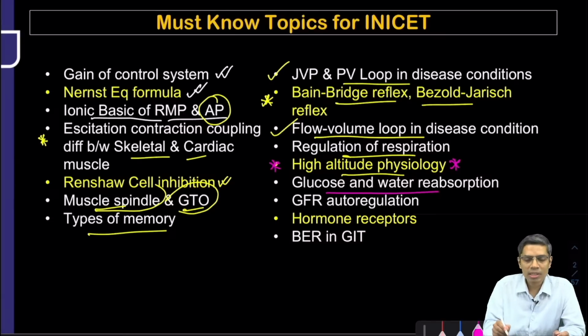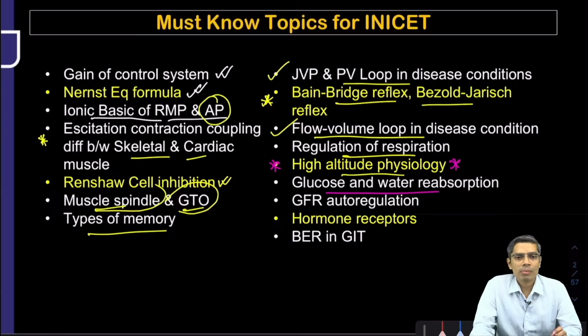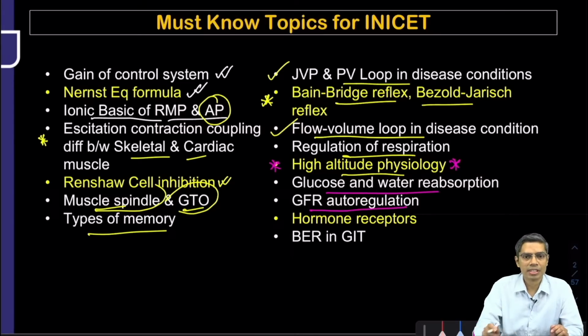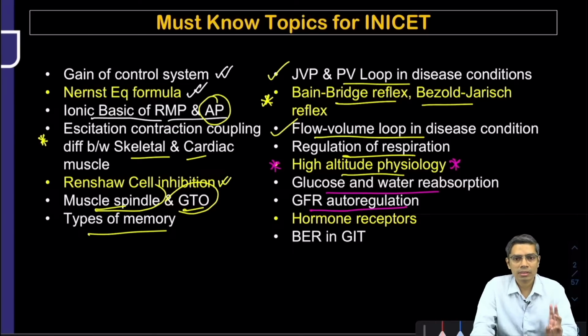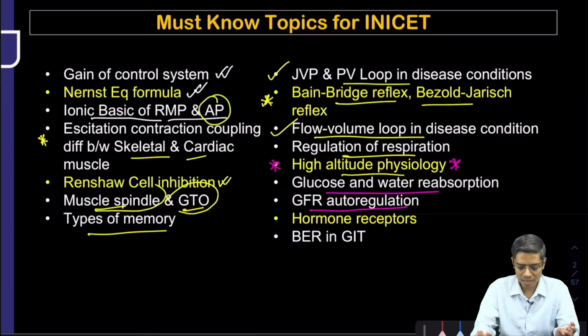And glucose and water reabsorption in the kidney, you have to look at the receptors, where these receptors are located, and how glucose is absorbed and how water is absorbed in different parts of the nephron. That is the bare minimum thing. GFR autoregulation, you have to remember the three primary mechanisms of GFR autoregulation. All of you know the autoregulation mechanism, right? The myogenic mechanism, tubuloglomerular feedback mechanism and the renin-angiotensin system mechanism. So these three mechanisms you must read about for GFR autoregulation.